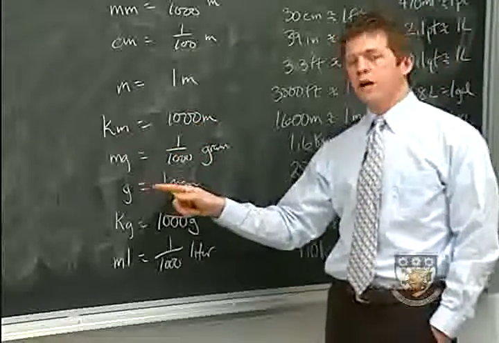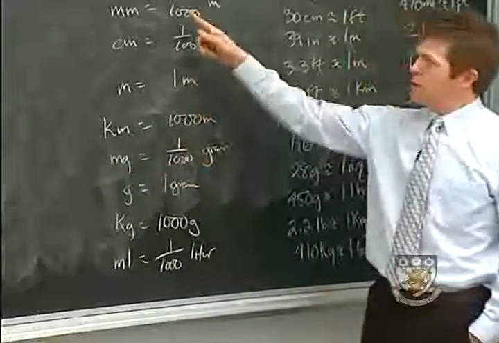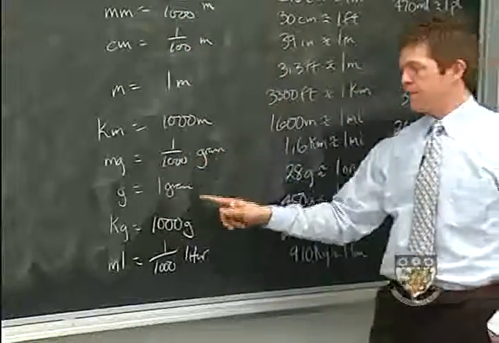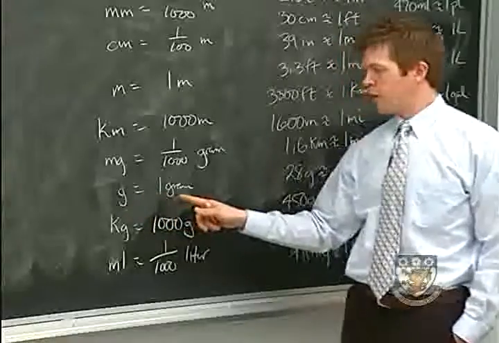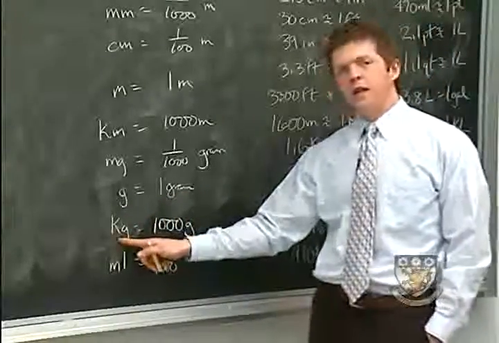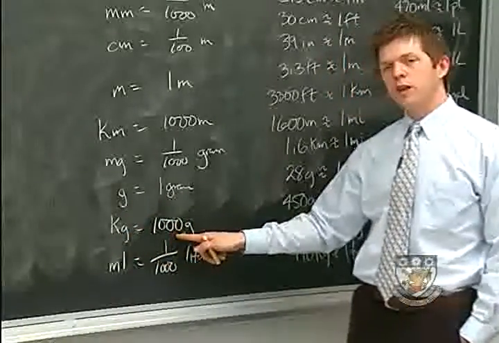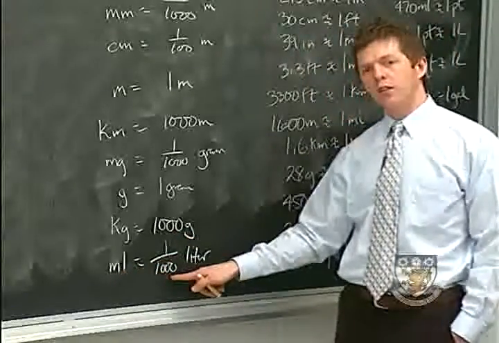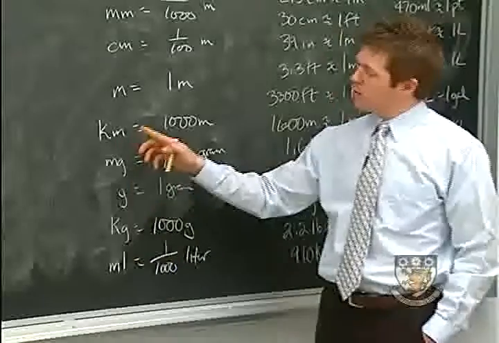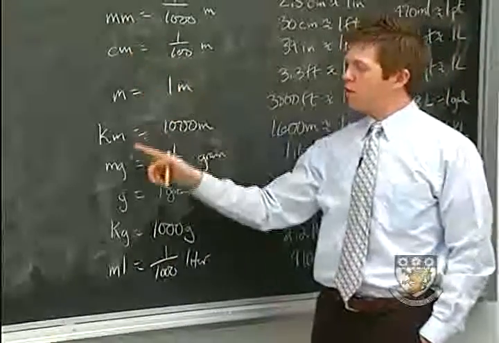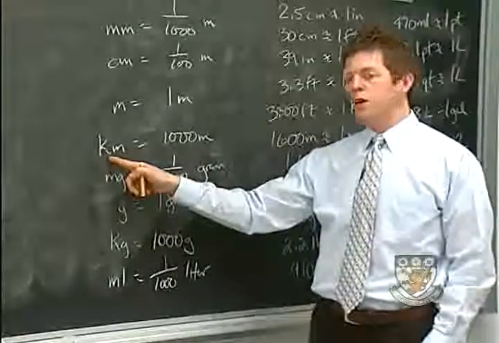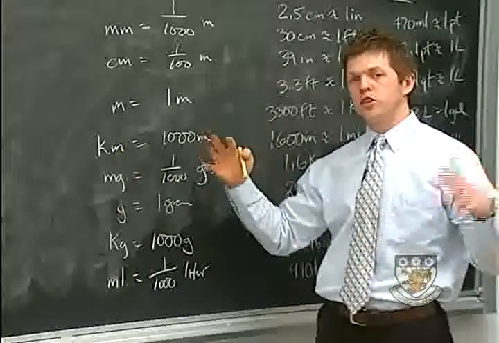Then we'll go on to grams. A milligram, just like a millimeter, is 1/1000th of a gram. A gram equals a gram. Now we have a kilogram is 1,000 grams. Milliliter is 1/1000th of a liter. So notice consistently here, milli always is smaller, and kilo, the prefix kilo, is a larger number.